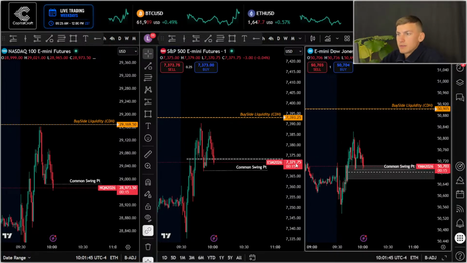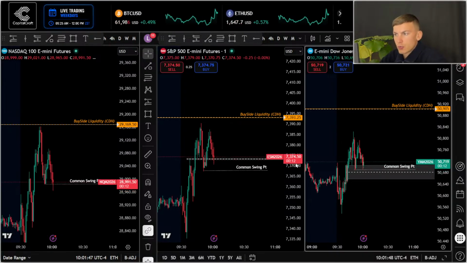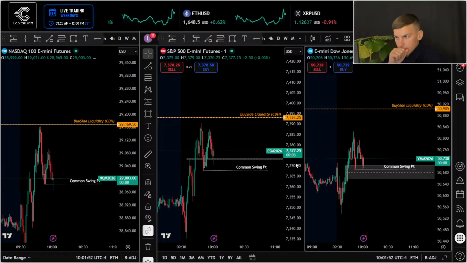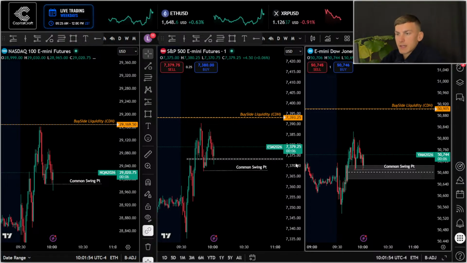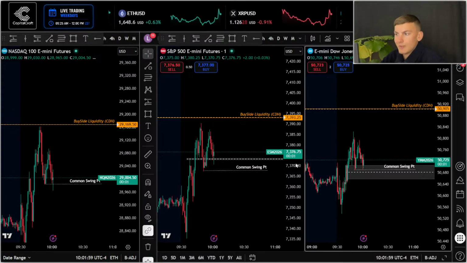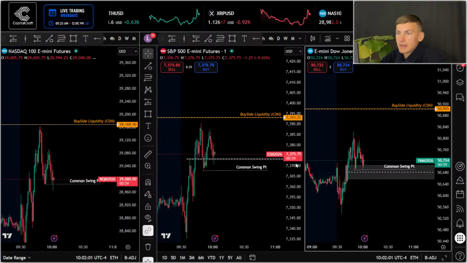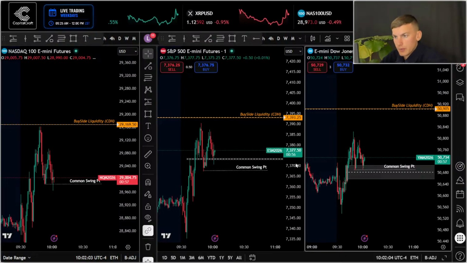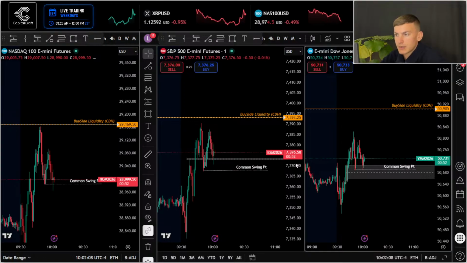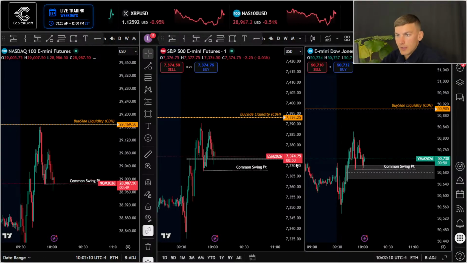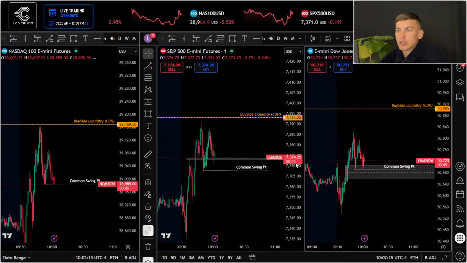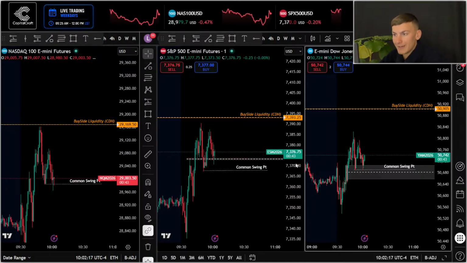Alright guys, so we have just seen a sweep on that 1 minute common swing point on the Nasdaq, where we have not been able to get the same thing on our S&P or the Dow. Now, a liquidity sweep is not good enough for me. I need to see some form of liquidity raid. What I mean by that is I need to see the candle close below that level and not just the wick go past it. That is a liquidity sweep with the wick, but we've not had a liquidity raid.